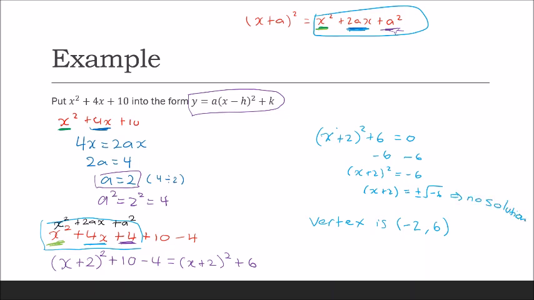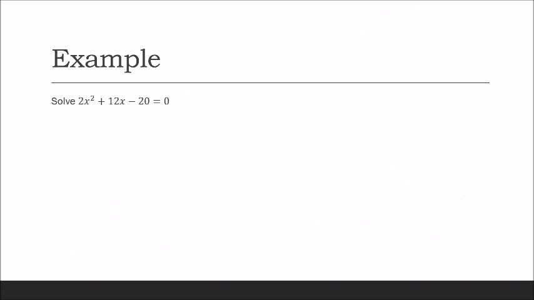So it depends on what your question is asking, so make sure you're really reading the question carefully. But this idea of completing the square allows you to put it into this form here. Alright, one more. Again, we're going to do the same thing, only this time we have a 2 out the front. So we have to do something first.